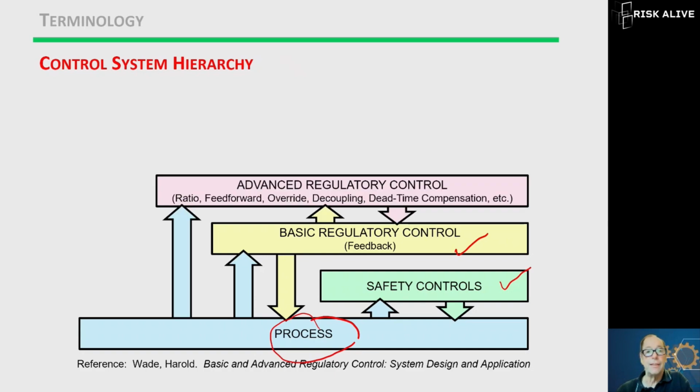But we will get into some advanced regulatory control. So we'll talk about ratio control and feed forward and override, some of these other controls that maybe you don't have a lot in your plant, but you're looking at your P&ID and there's a feed forward loop there, and you're wondering, what the heck? That looks so different. I don't understand how that can possibly work. This will help you understand that.